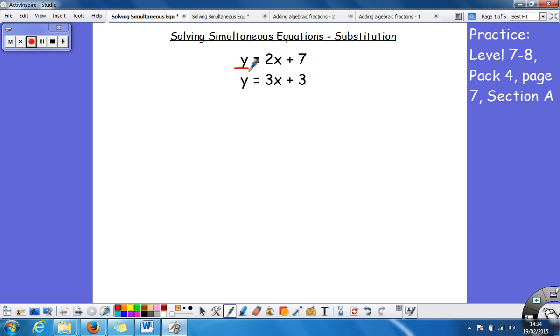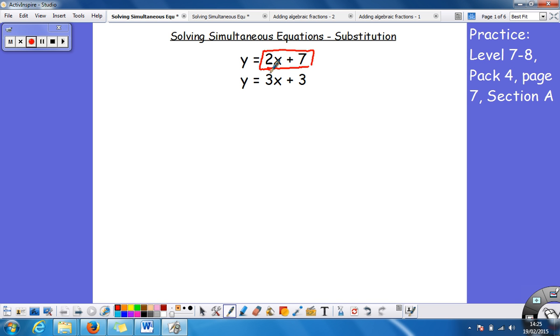Now, we've got our two simultaneous equations here, and we're starting off with a particular example where the y or the x is always the subject. So for this first one, we've got y as the subject for both of these equations. So to solve this, all I need to do is to substitute the expression that I know for y. So in this case, I know that y can be found by doing 2 times x add 7. So I can substitute all of that expression into my second equation.